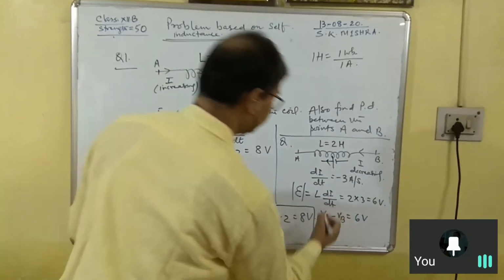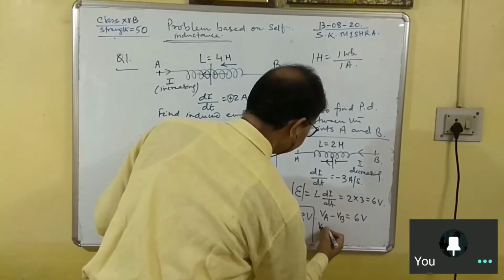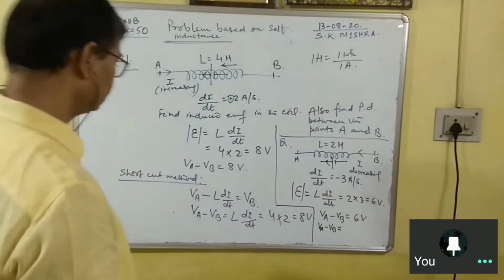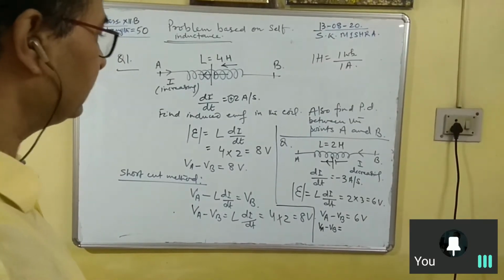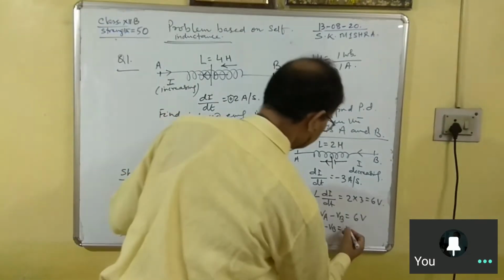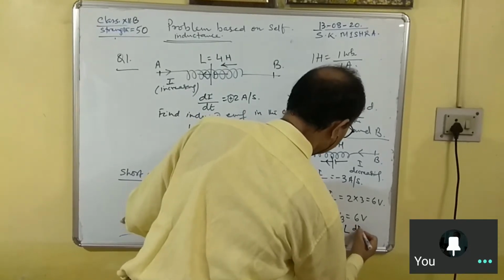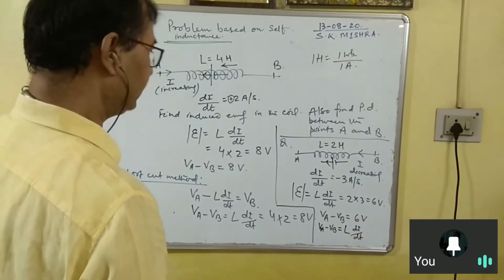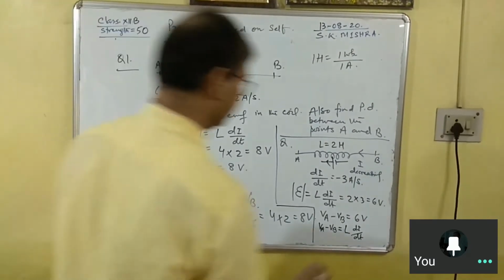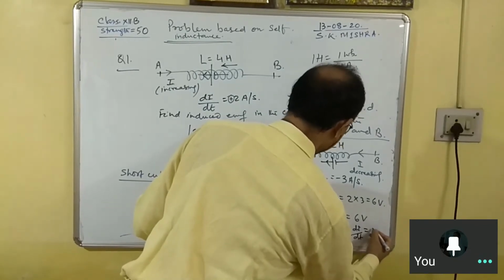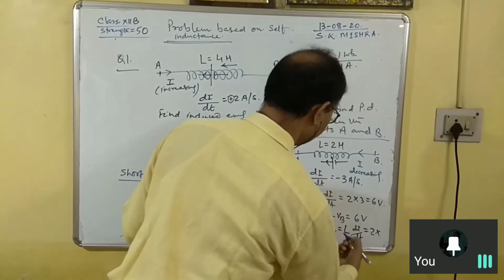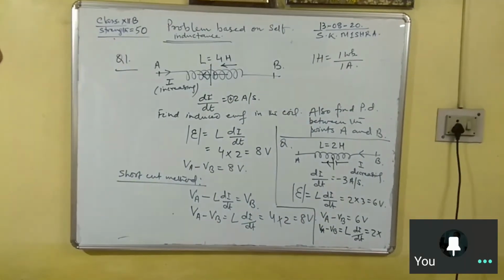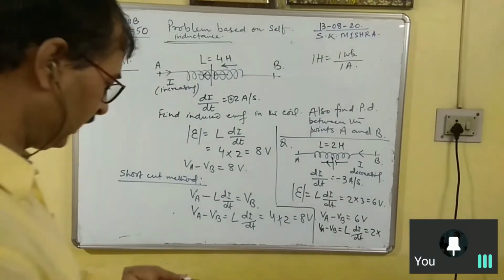Or you can write VA minus VB is equal to how much? L di by dt. So then VA minus VB, L is 2 into dt is VA minus VB, if you move along this direction.